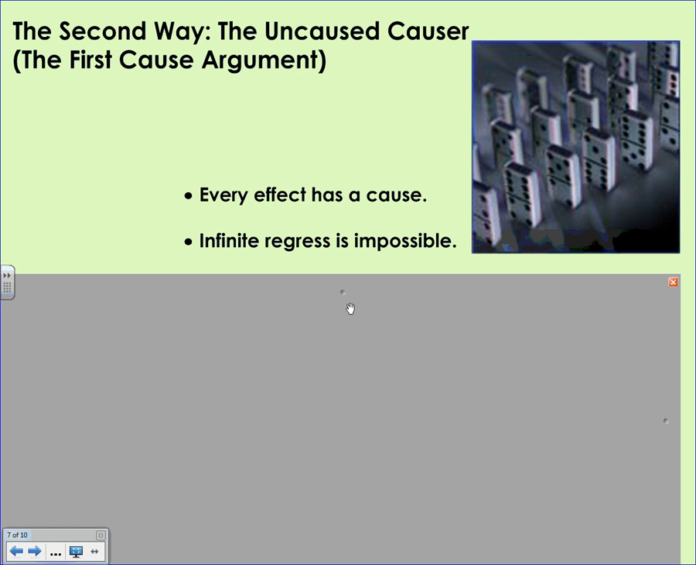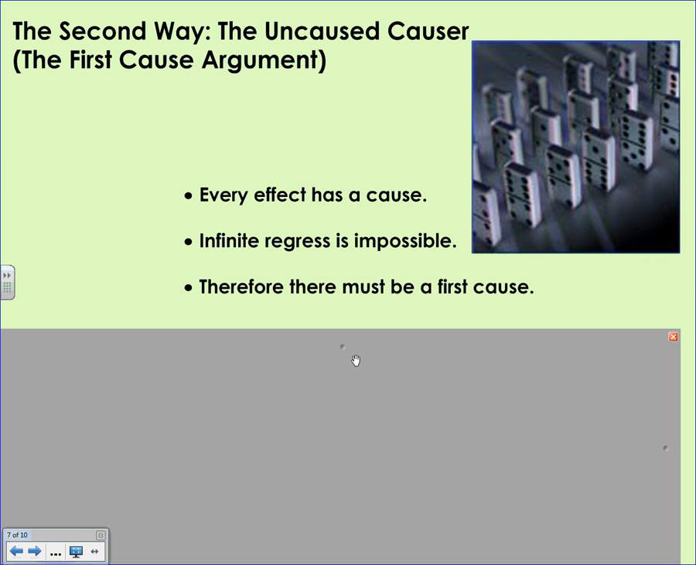Again, he denies infinite regress in this chain of cause and effect. There must be, therefore, a first causer, something that has caused the whole chain of cause and effect, but is not part of that chain itself. It is the beginning. It is something that is uncaused.